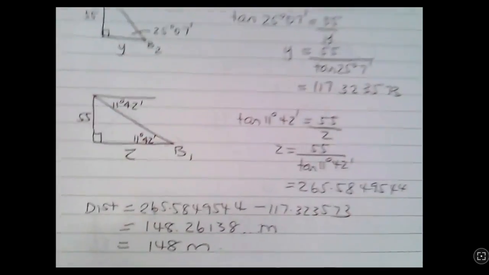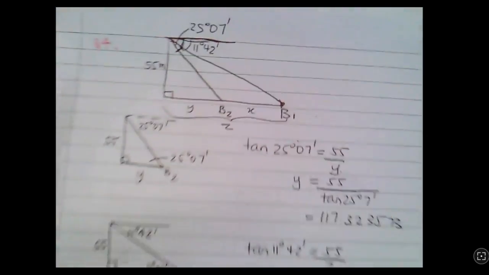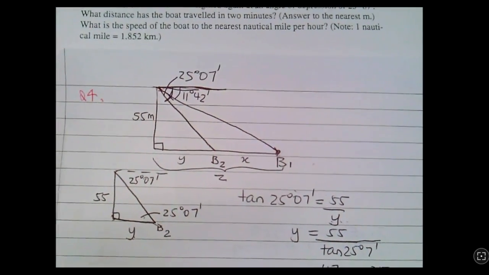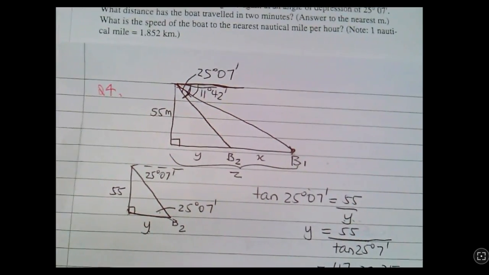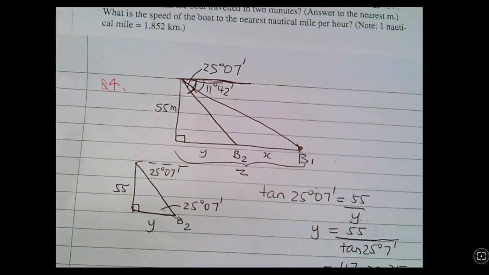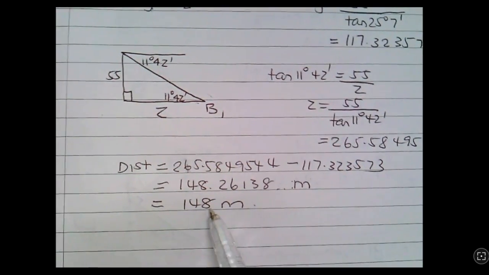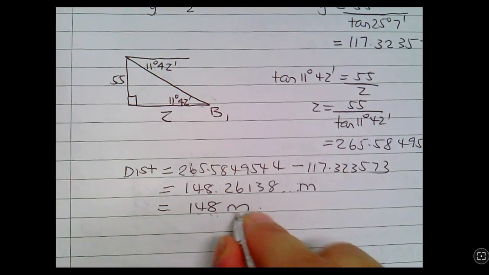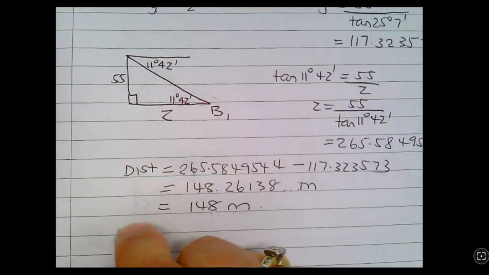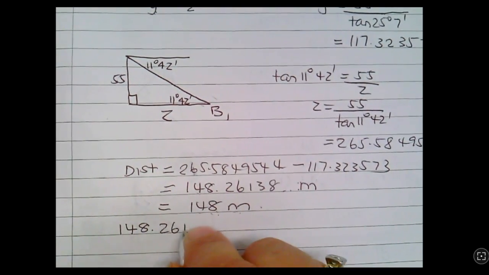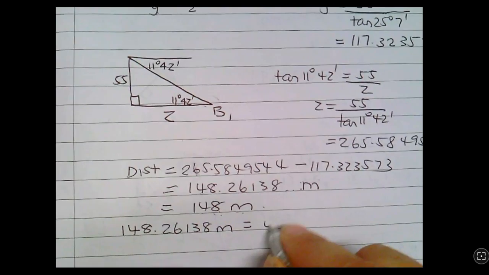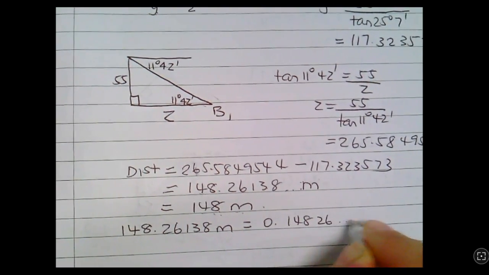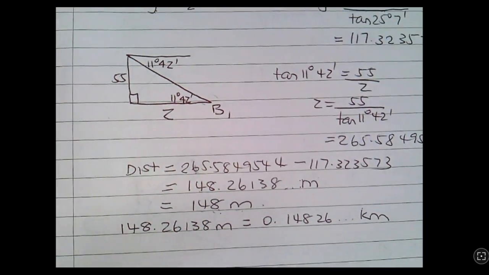Now the second part of the question says, what is the speed of the boat to the nearest nautical mile per hour? Now it says that 1 nautical mile is 1.852 kilometres. So we'll need to convert this distance into kilometres. I'll use the non-rounded answer. So 148.26138 metres is equal to 0.14826 ... kilometres. So I'm just going to keep that answer in my calculator, divide it by 1,000 to convert it to kilometres.